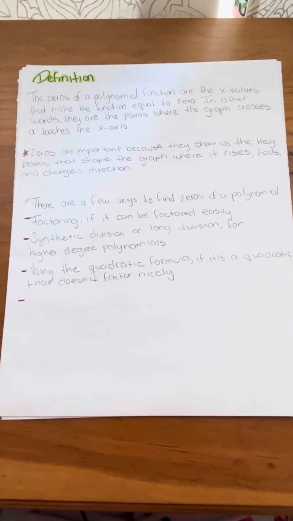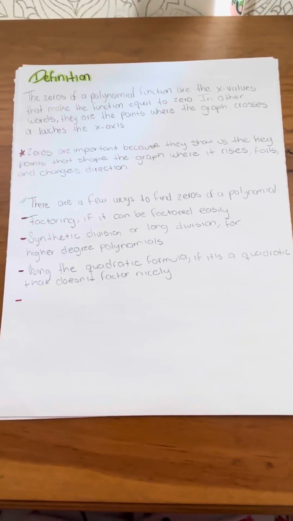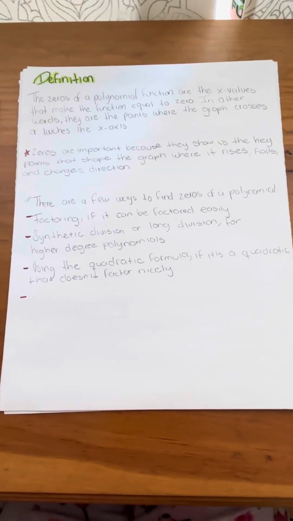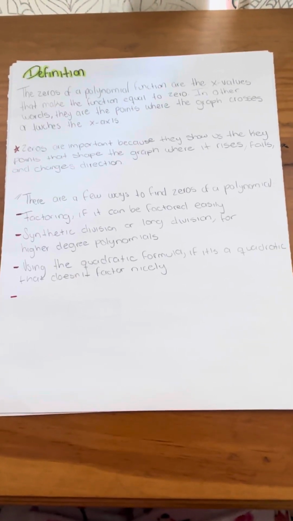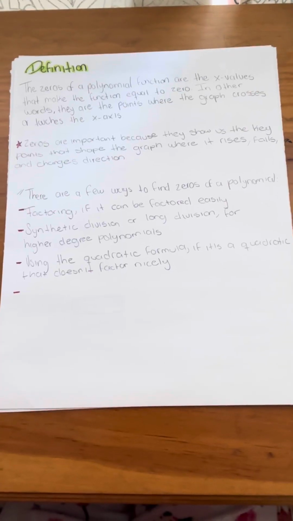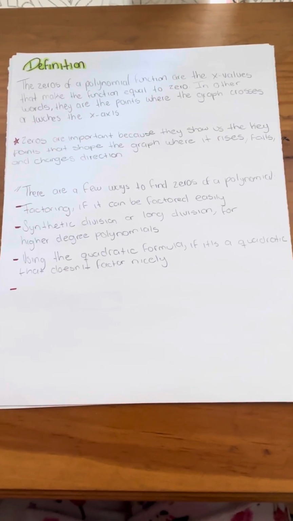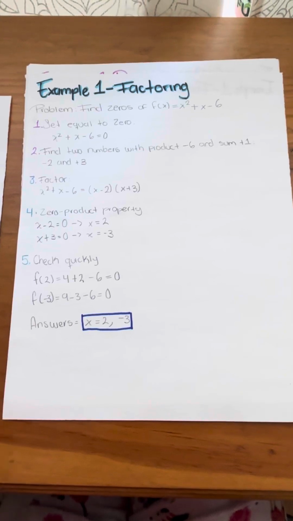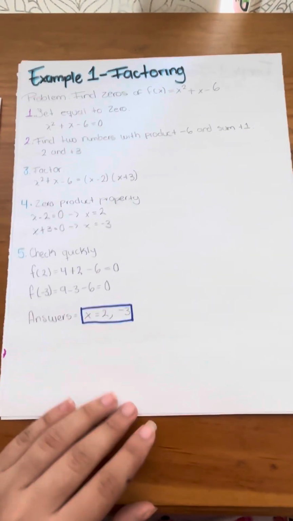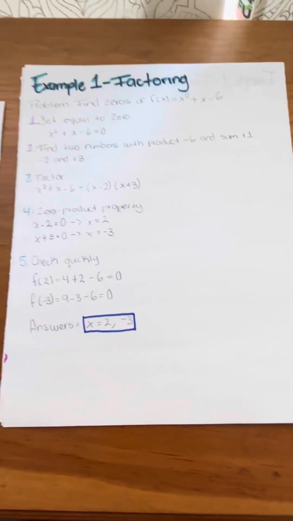The first way will be factoring, if it can be factored easily. Then synthetic division or long division for higher degree polynomials, but in my examples I will be only using synthetic division, and using the quadratic formula if it's a quadratic that doesn't factor nicely. So that's for the definition, and now we're gonna start by doing example number 1, which is the factoring example.